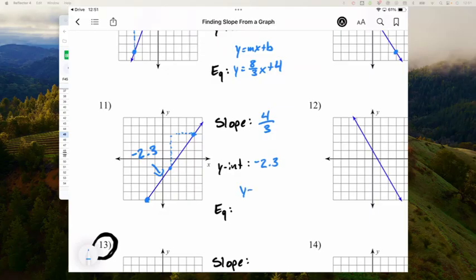So our equation, y equals 4 over 3x plus a negative 2.3. That needs to be rewritten. Y equals 4/3 x minus 2.3.